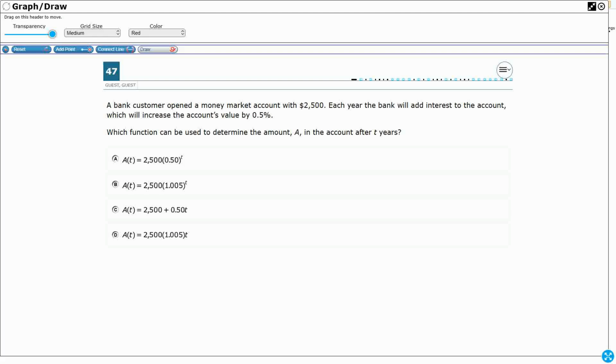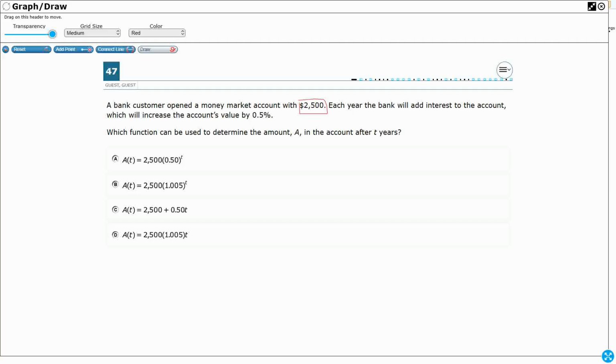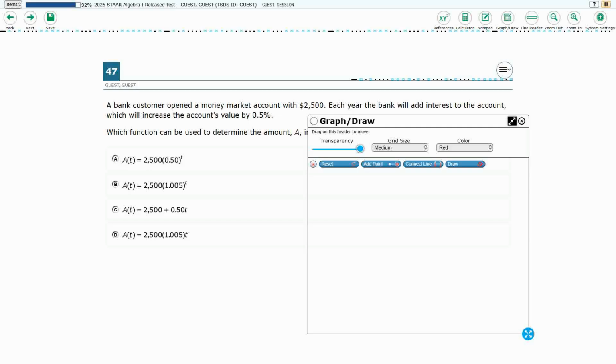All right, so we have a bank customer with an opening account balance of $2,500. We've got interest on the account, and it will increase it by not 5%, 0.5%, or 5/10ths of a percent. And so we need to find a function that can determine its value after t years. All right. And so if we're thinking about interest, they don't give us any clue as to whether it's compound or whether it's simple interest.